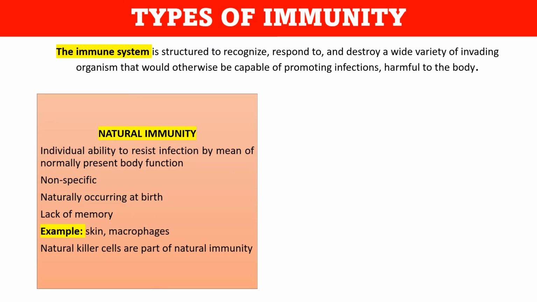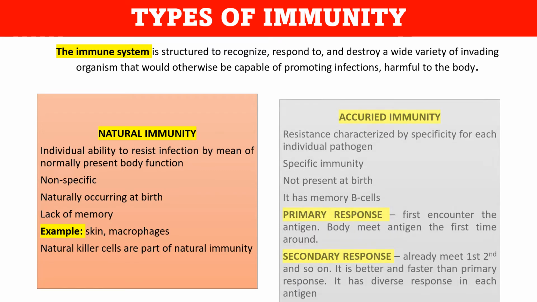Two types of immunity. The first one is natural immunity: an individual's ability to resist infection by means of normally present body functions. It is non-specific and naturally occurring at birth, with a lack of memory cells. Examples: skin and macrophages are part of natural immunity. Natural killer cells are also part of natural immunity.